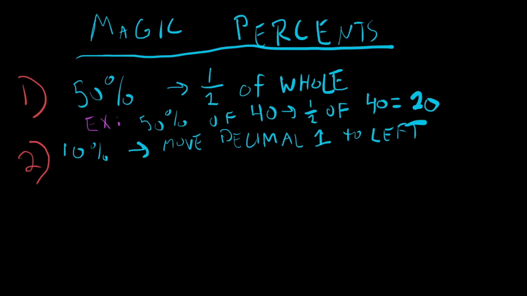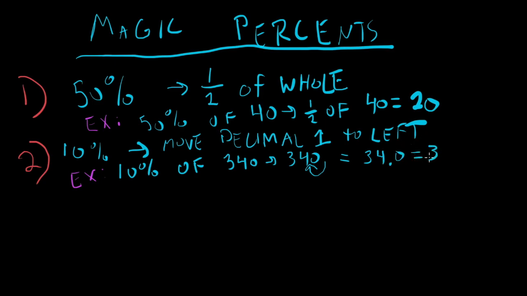All right, so a quick example of this would be, what is 10% of 340? So you take 340, move your decimal one to the left, and so that's going to equal 34.0, which is simply 34. So you just move it one to the left.